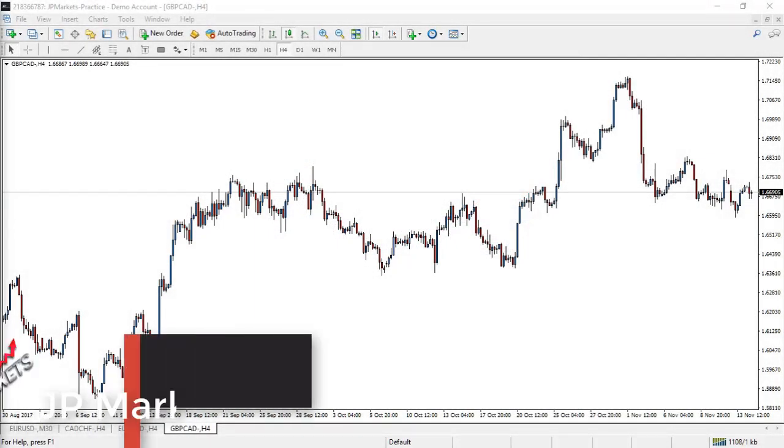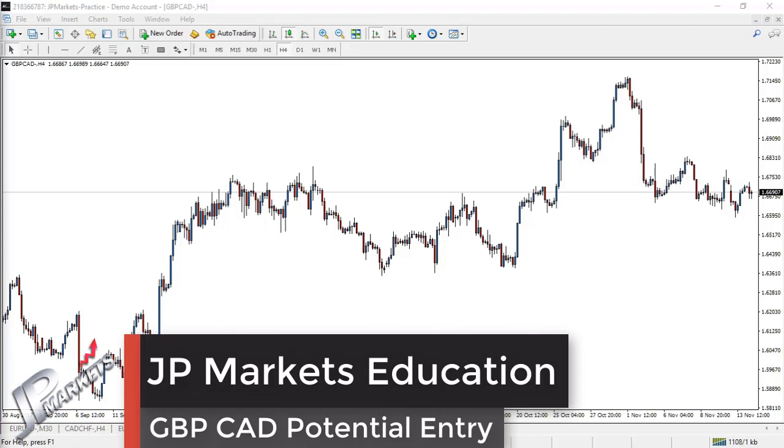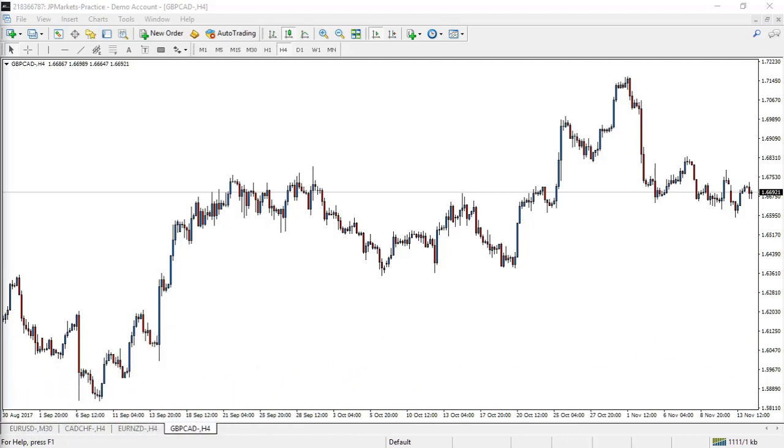Welcome back, traders. Alright, we've got another potential trade entry here. We're looking at the British pound Canadian dollar. Now, it's another one of my longer term trades.